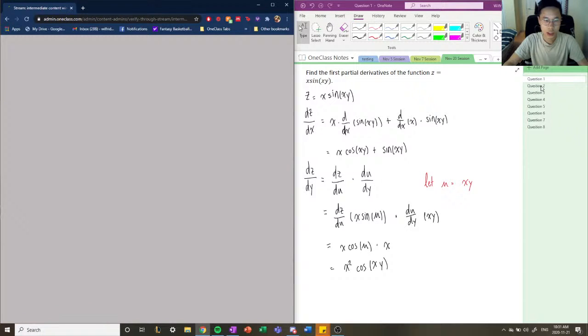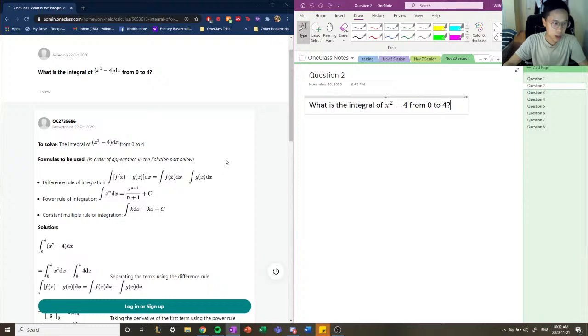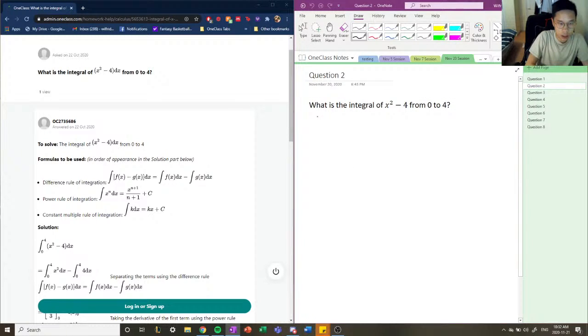Okay, so moving on to question number 2. What is the integral of x squared minus 4 from the interval 0 to 4? In this case, what they're asking us to solve is the definite integral of the function x squared minus 4 from interval 4 to 0. Okay, that's what they're looking for. And they're looking for the area under the curve, basically.